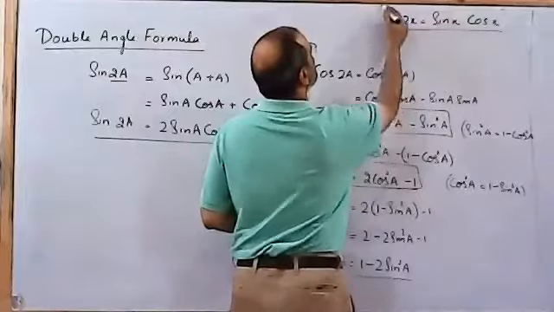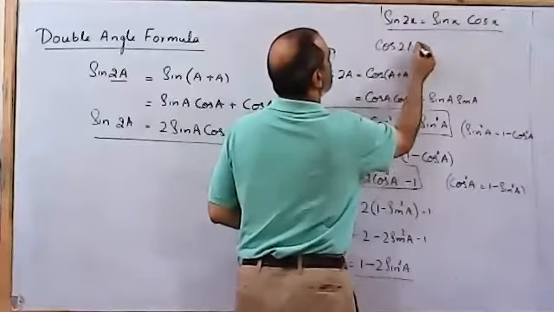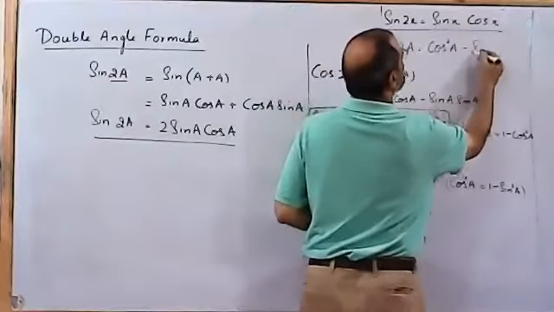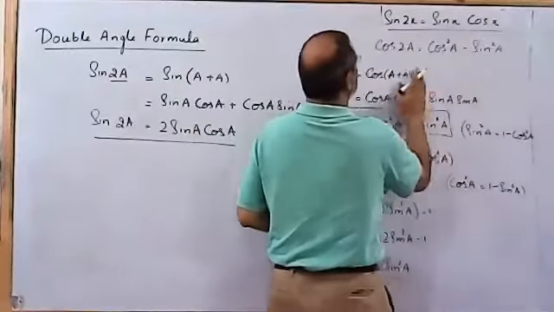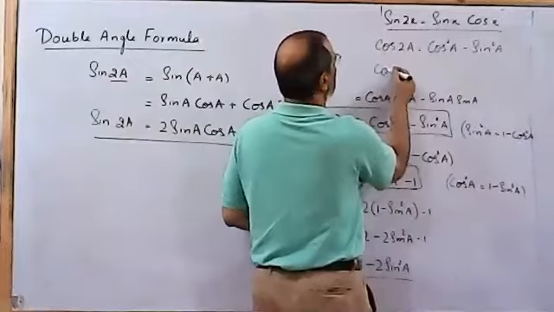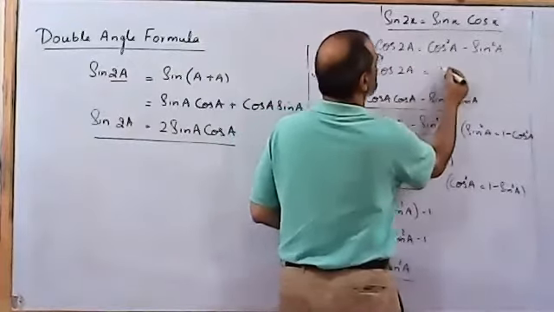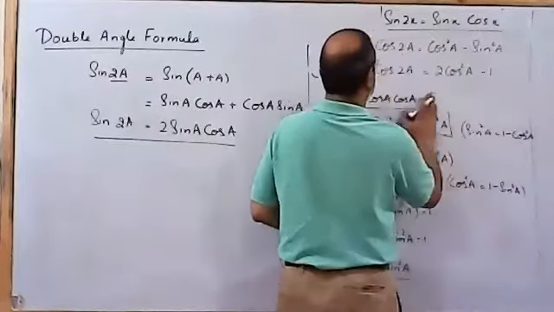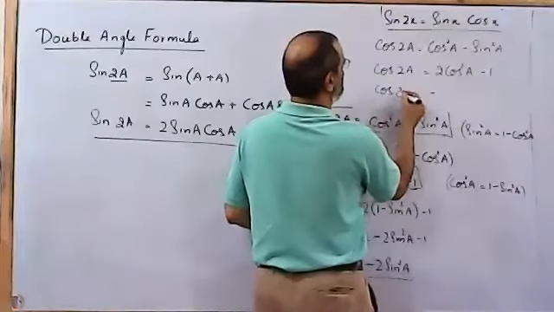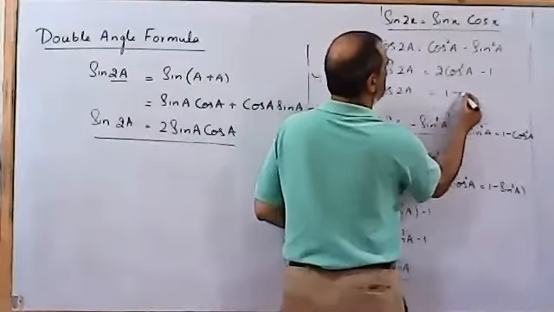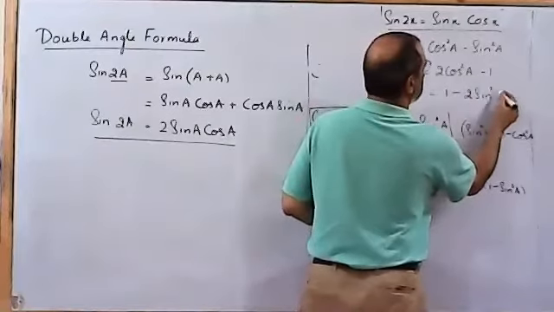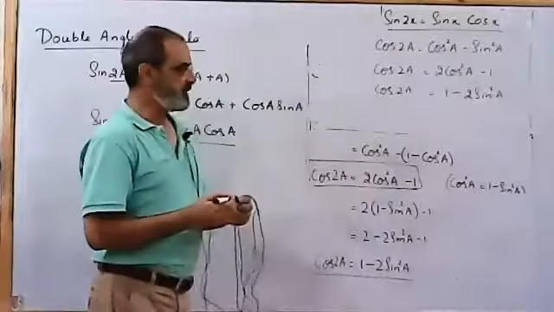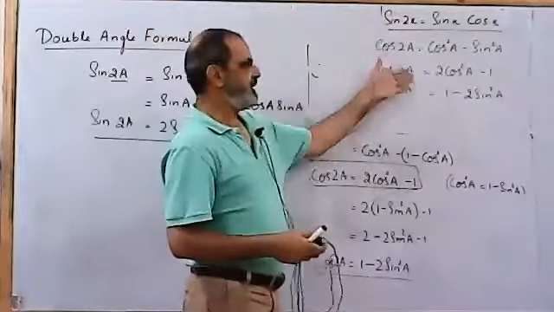So cos 2A is equal to cos square A minus sine square A, or cos 2A could be 2 cos square A minus 1, or cos 2A is equal to 1 minus 2 sine square A. So cos 2A can be replaced by any one of these three identities.